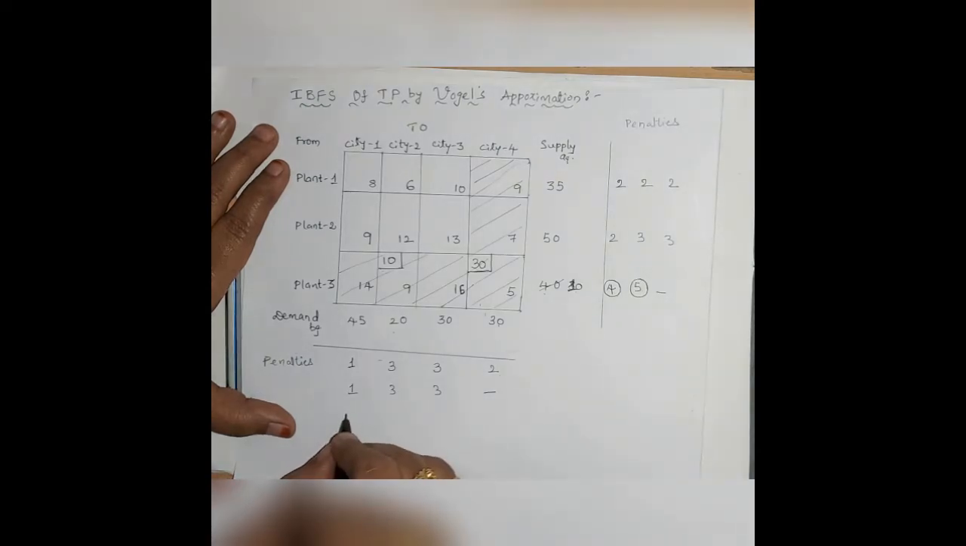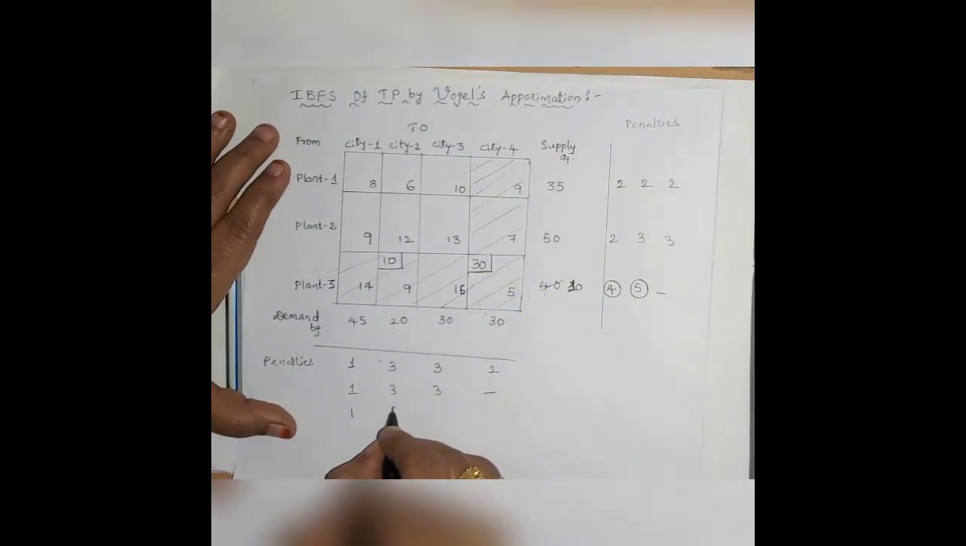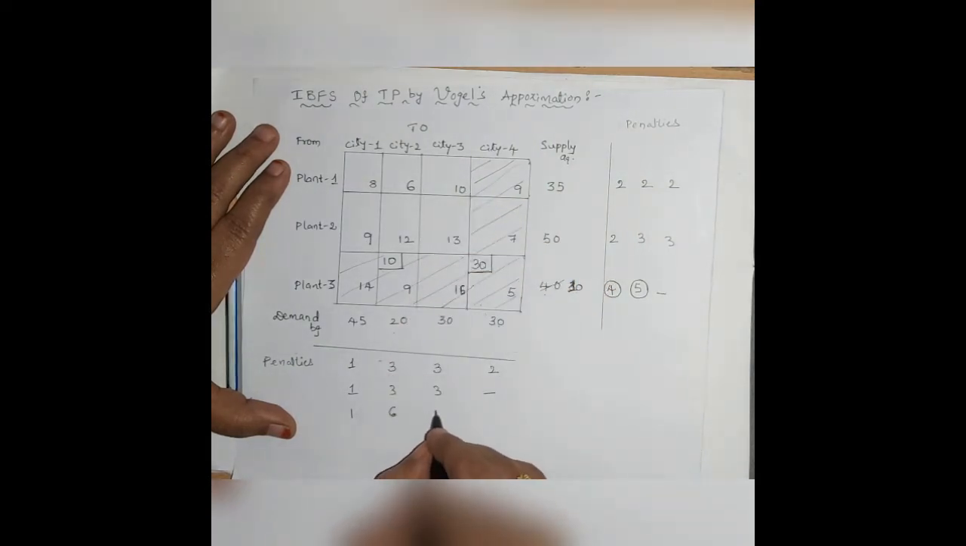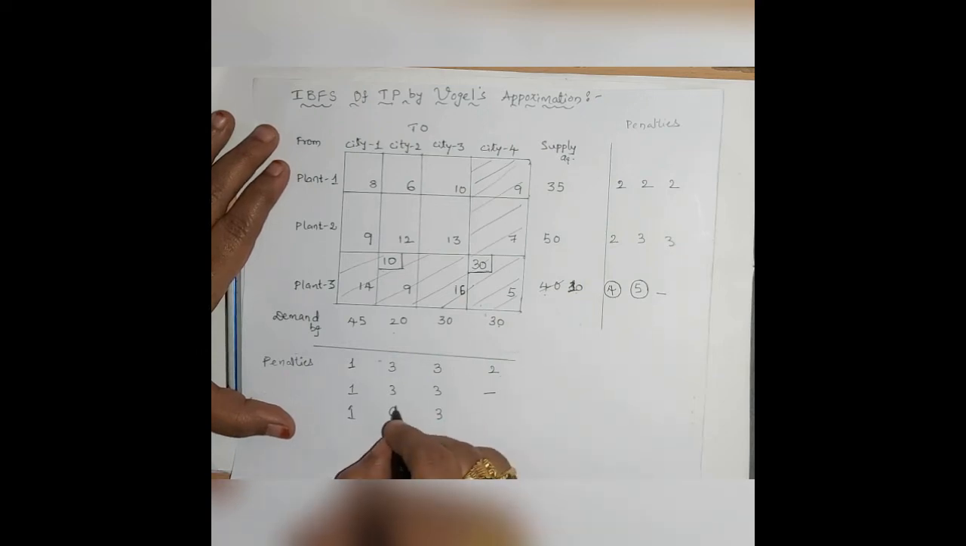Next, revise the penalties here also. So 8 and 9, the difference is 1, the difference of 6 and 12 is 6, and the difference of 10 and 3 is 3. Okay. Now you can see that out of the revised penalties, the largest penalty is 6.